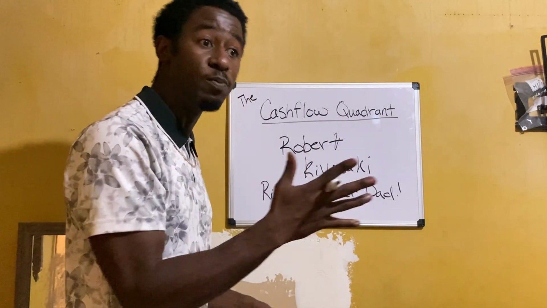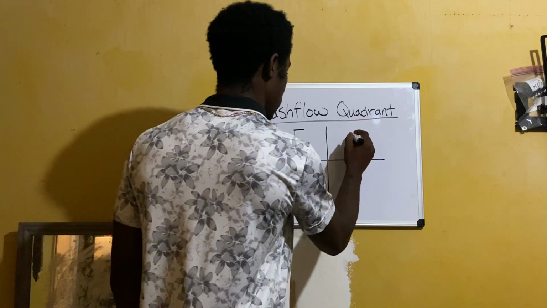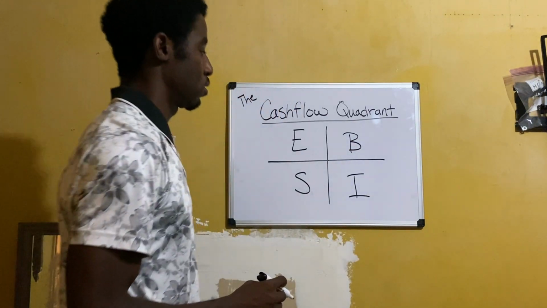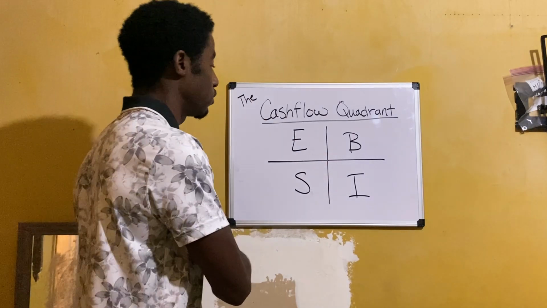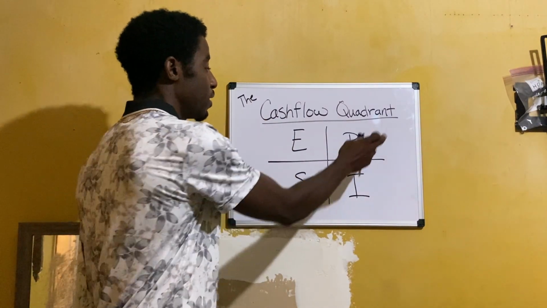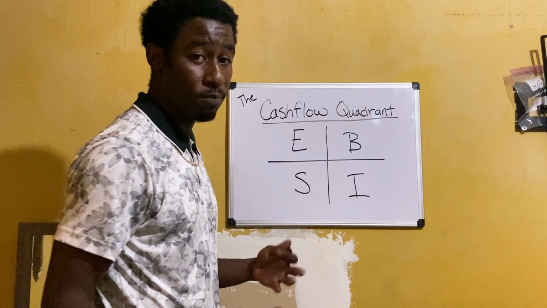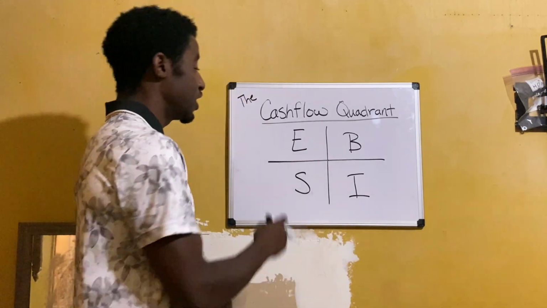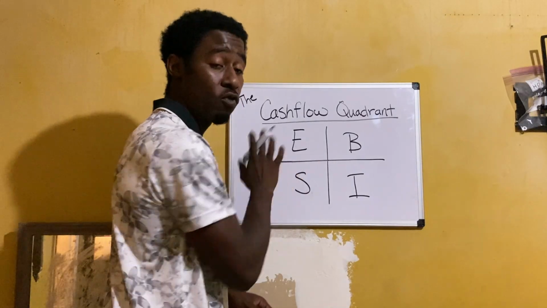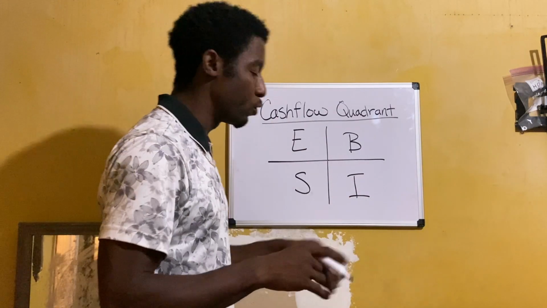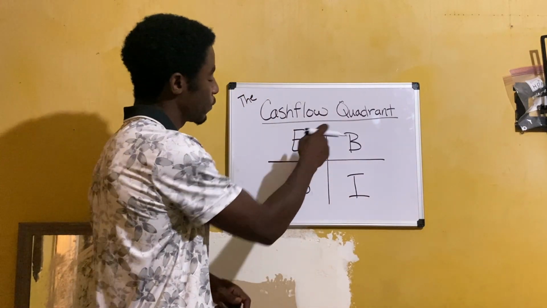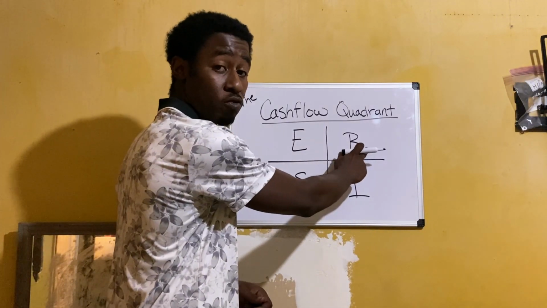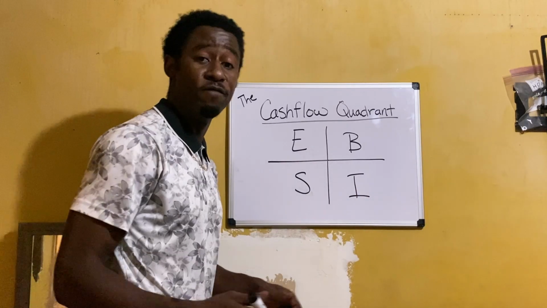So there are 4 different ways people make money. Which quadrant are you in? You got the E, the S, the B, and the I. So what do these quadrants actually stand for? E is for employee, S is for self-employed, B is for business owner, and I is for investor.